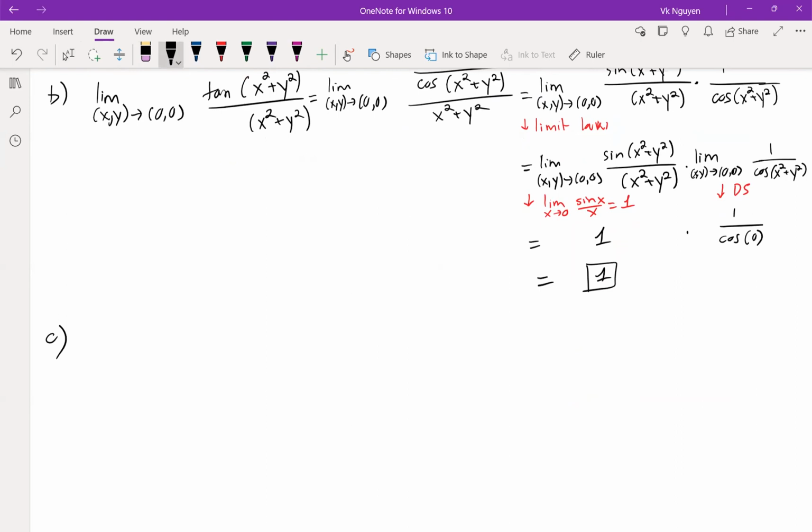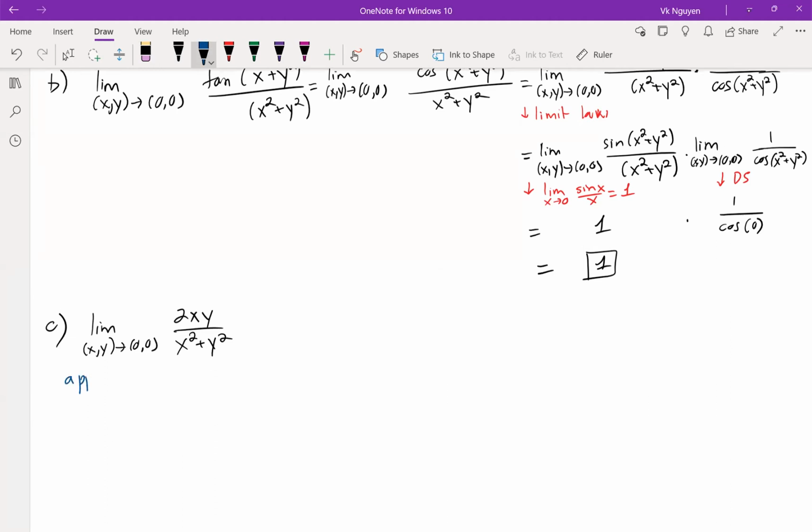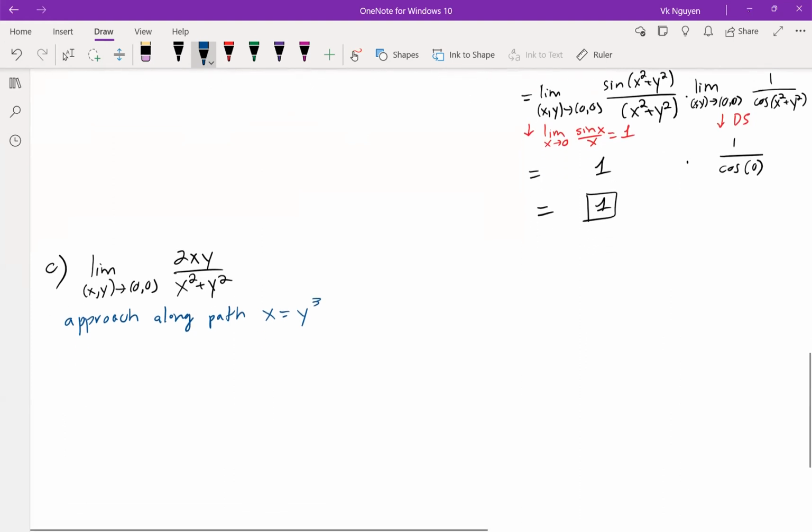See, the limit as (x, y) goes to (0, 0) of 2xy over x squared plus y squared. As you can see, it is impossible to simplify. Approach along the path x equals y cubed. Now when you do this, it takes a little bit of time, but it is doable. It's not that bad.